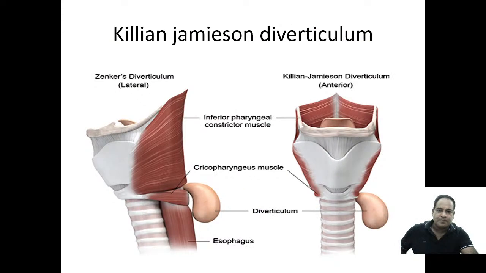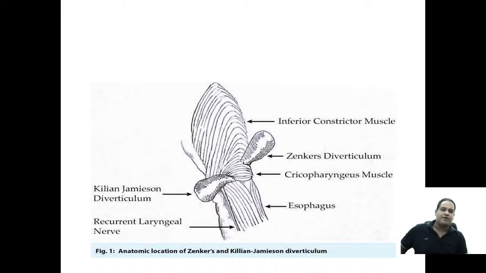Let me show you. See here, the Killian Jamieson diverticulum. This is a Killian diverticulum. This is a Killian Jamieson diverticulum, occurring through the cricopharyngeus muscle. I'll show you another image. See here. I hope that makes things clear.